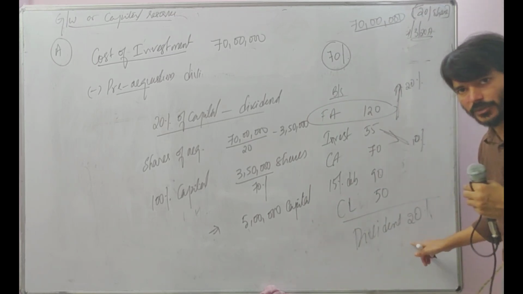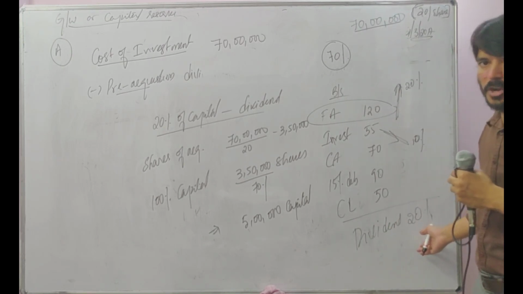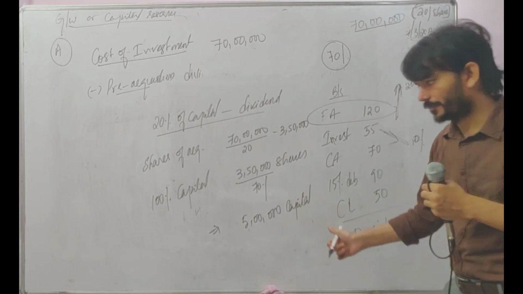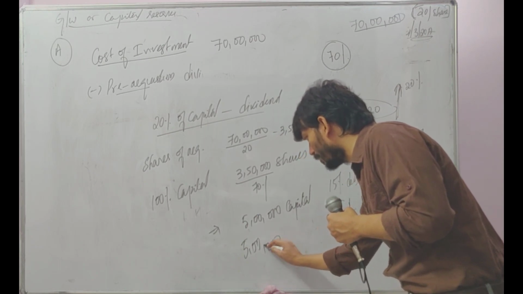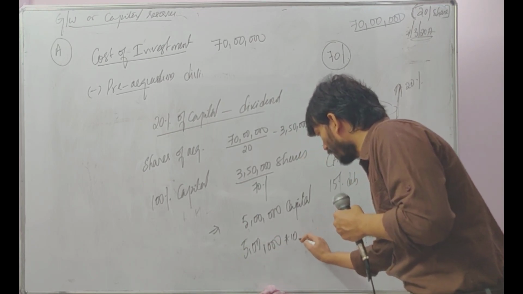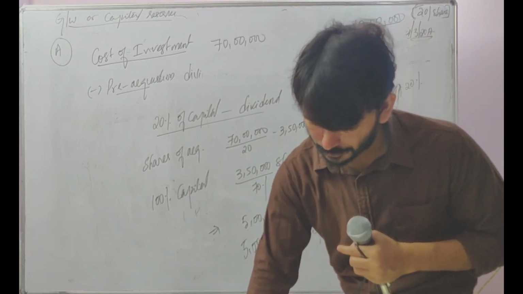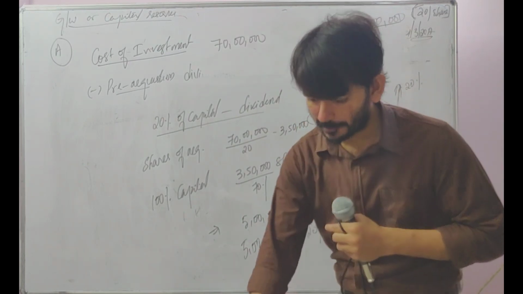So when the company is saying 20%, don't forget where we started. We started here: the company is paying 20% dividend, which is 20% of 5 lakh capital. Here 5 lakh is not the amount; 5 lakh is the number of shares. 10 rupees is the value of each share, into 20% they are giving as a dividend. So 5 lakh multiplied by 10 is 50 lakh, at 20%.